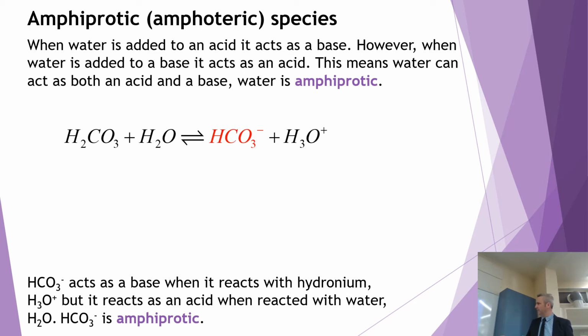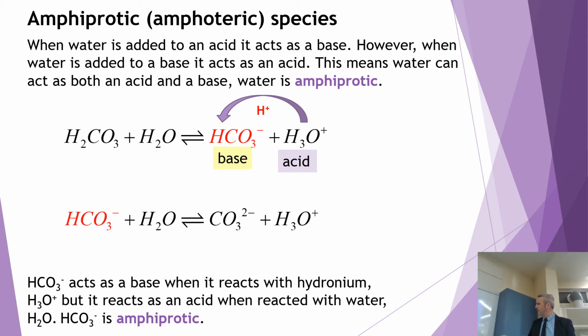Let's just not talk about water, let's talk about carbonic acid, right? When it reacts with water, it becomes this here. So in this case, this substance, when it goes backwards, is acting as a base. HCO3 minus is a base because it accepts a proton to go back to H2CO3. In this next equation, HCO3 minus, when I add it to water, donates a proton. In this case, it is acting as an acid.